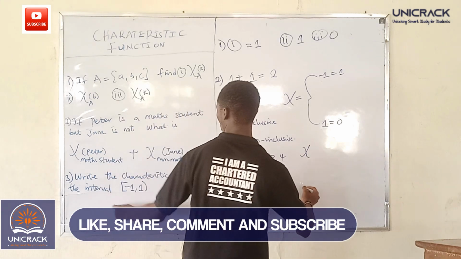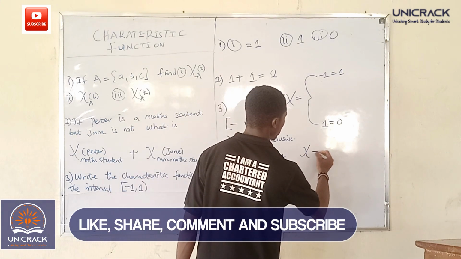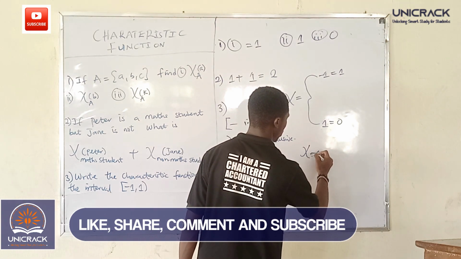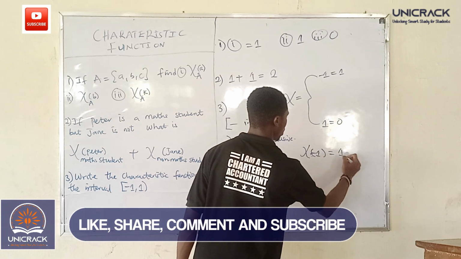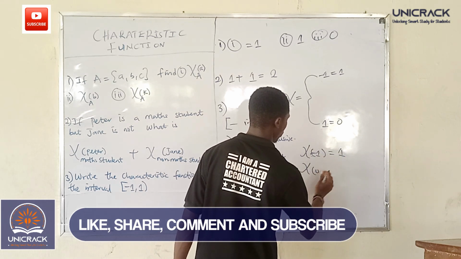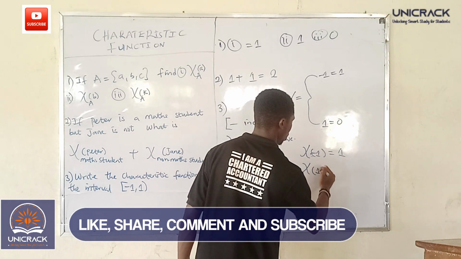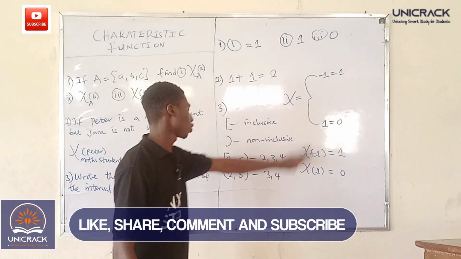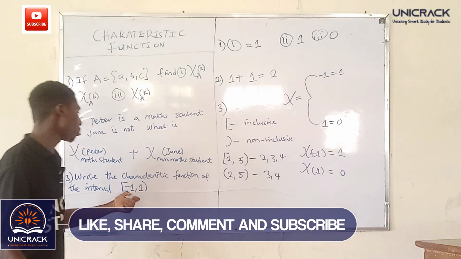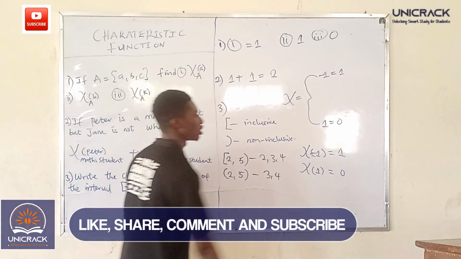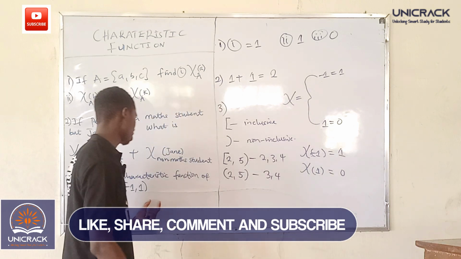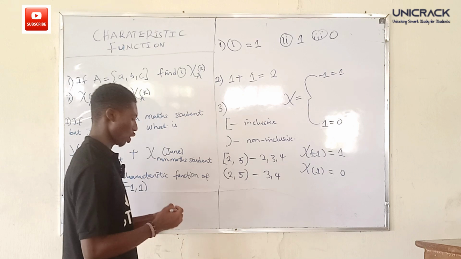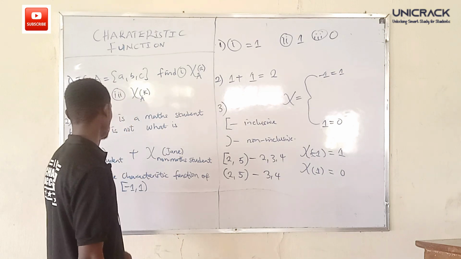Or another way you can say it is that the characteristic function of minus 1 is equal to 1. So how would we write this? We'll write this as the characteristic function of minus 1 is equal to 1, and the characteristic function of 1 is equal to 0. So therefore, this is the characteristic function of this interval because minus 1 is inclusive, so it is a member of the set, and 1 is not inclusive. So it is equal to what? 0.